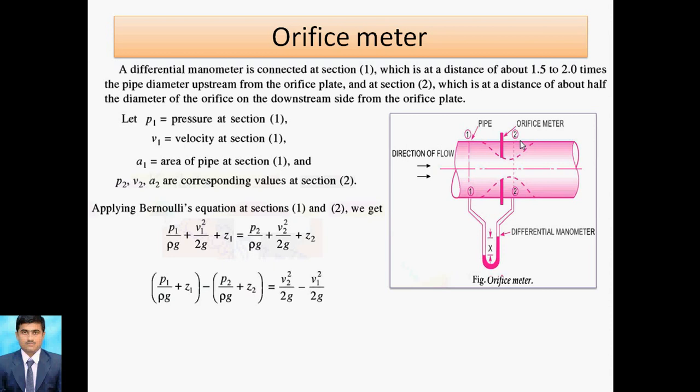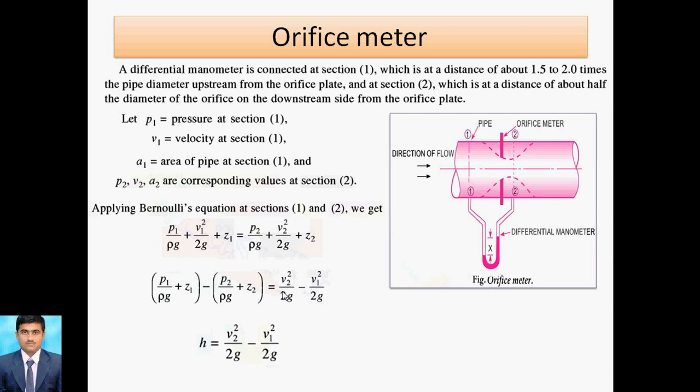After simplification, we can consider P1 by rho g plus Z1. We get P1 by rho g plus Z1, and we can bring the other side with a minus. So minus P2 by rho g and minus Z2, so we can take minus common. And V2 square by 2g as it is, V1 square with minus on that side. So this is the relation after simplification.